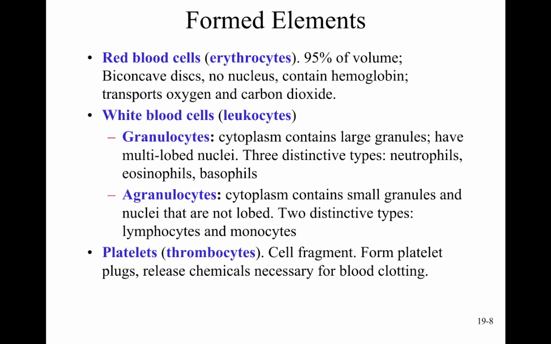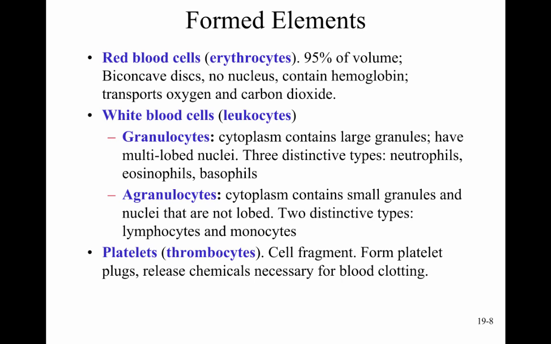White blood cells are called leukocytes. Leuko means white, and cytes cell, so white blood cells. We also have that prefix in leukemia, which is a cancer of the white blood cells. Granulocytes and agranulocytes are the two main breakdowns of white blood cells. Granulocytes means you'd see these large granules in their plasma, and usually they have multi-lobe nuclei. We'll look at some pictures here. And neutrophils, eosinophils, and basophils are the granulocytes.